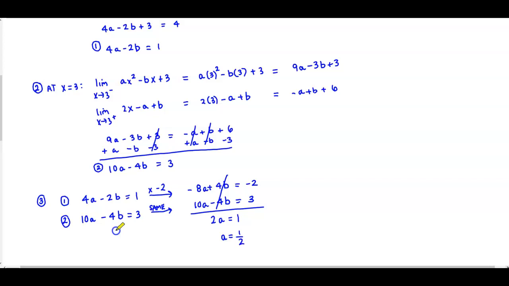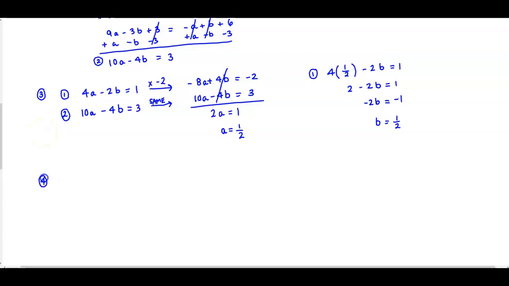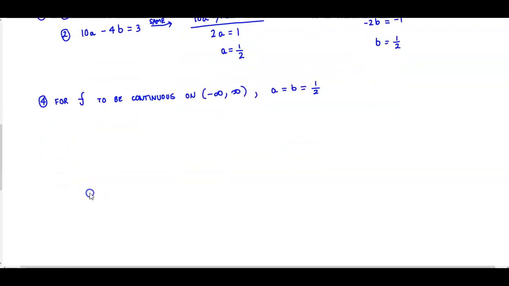Okay, now we can plug 1/2 into equation number 1 or number 2. So we have 4 times 1/2 minus 2b, which is equal to 1. Half of 4 is 2. Subtracting 2 from both sides, we get negative 2b equals negative 1, and therefore b is going to equal 1/2. And so for the function f to be continuous on the interval from negative infinity to positive infinity, we would have to let a equal b, which is equal to 1/2.